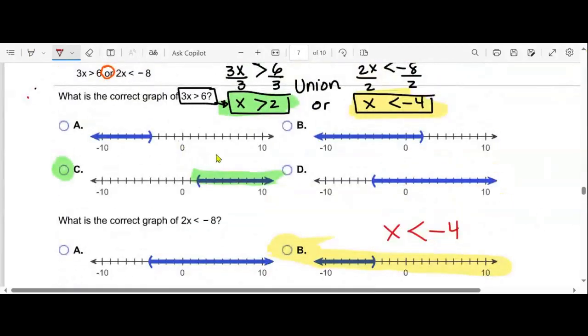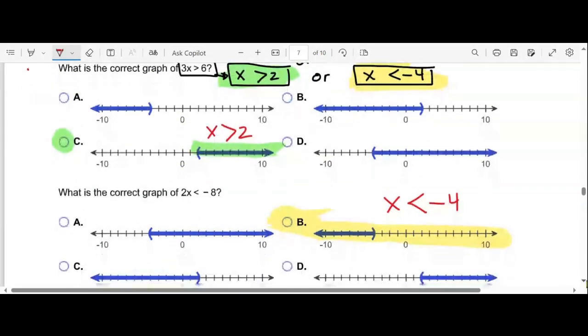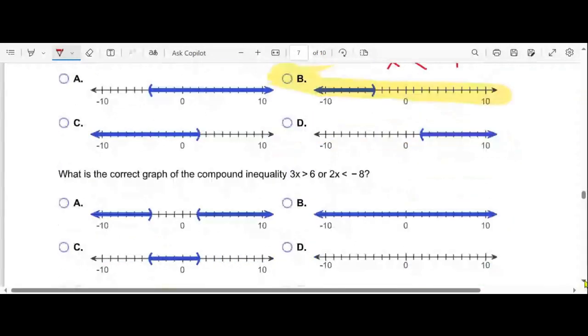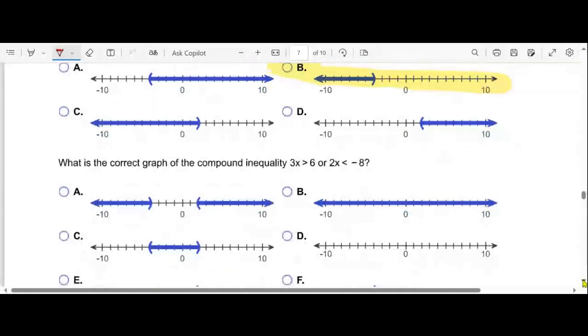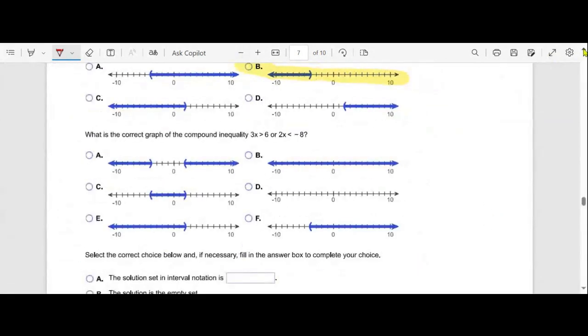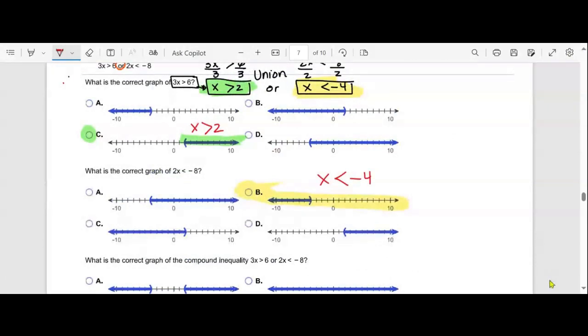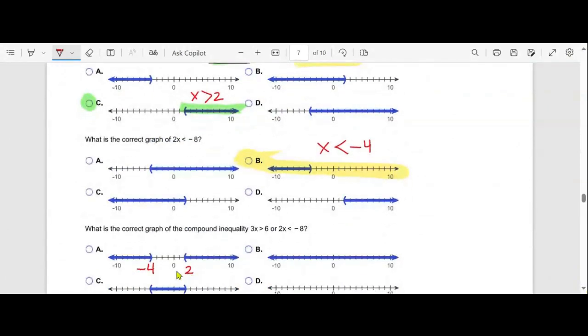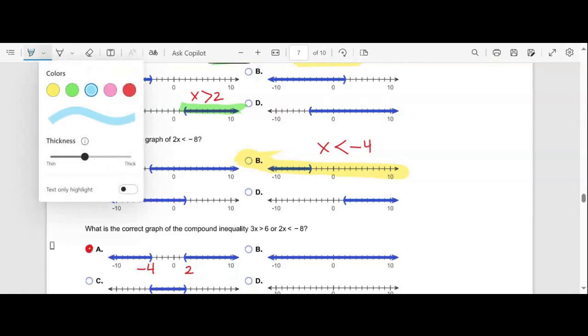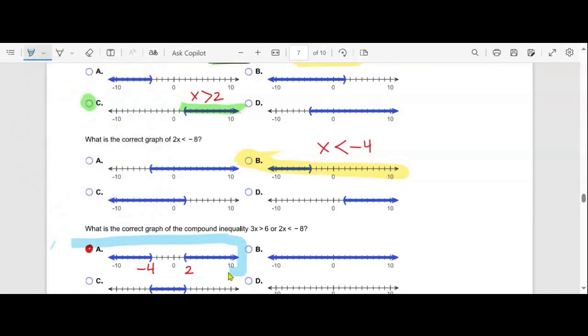Okay. So now, if you want to combine both of them together, which one will be the answer? A. Are you sure it's A? Yes. Because -4 here, and what is the other number? 2. 2, right? Yes. So this is the correct answer. Is this clear, everybody? Yes. You understand?